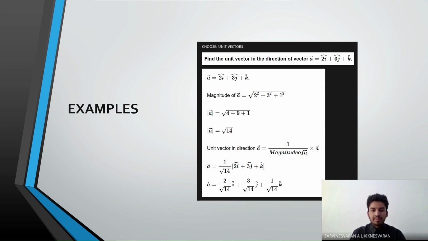Hello, madam. My name is Andeshan, and I would like to talk about examples of vectors. The vectors that I have chosen are unit vectors. So this is the question. Find the unit vector in the direction of vector A equals 2i plus 3j plus k. So this is the question.